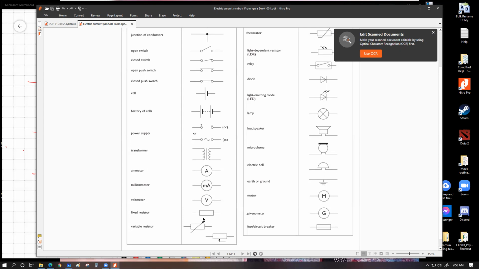Now, whether it is a theoretical concept or a practically available component, that's a different issue that I'm going to talk to you about later. But what I want you to understand is that a fixed resistor means it will have a fixed resistance.